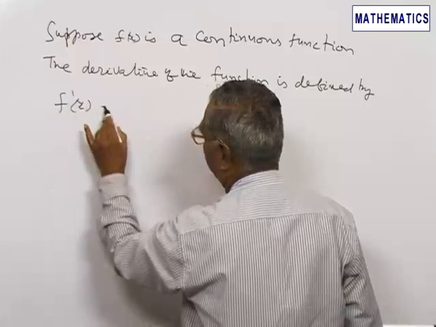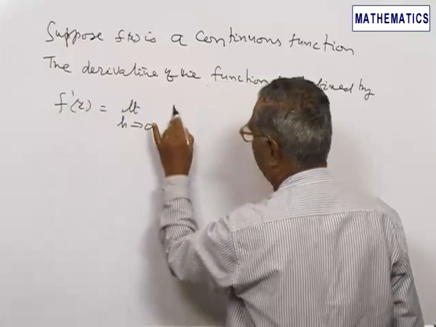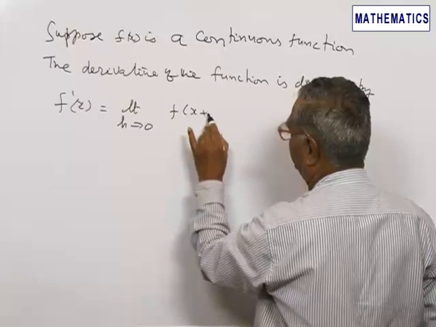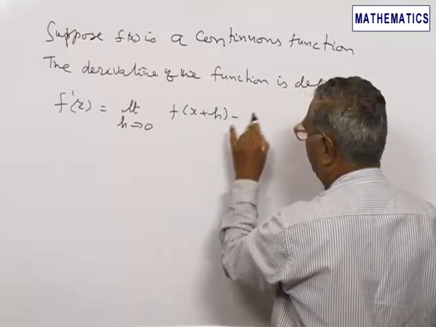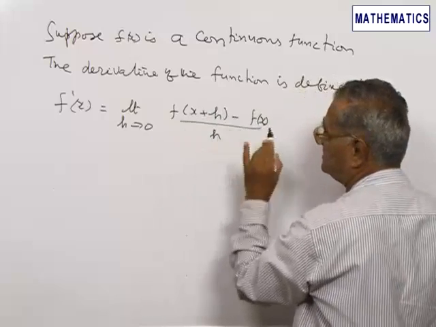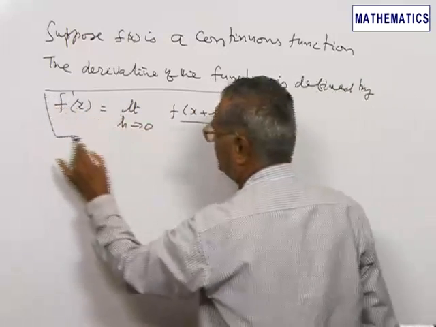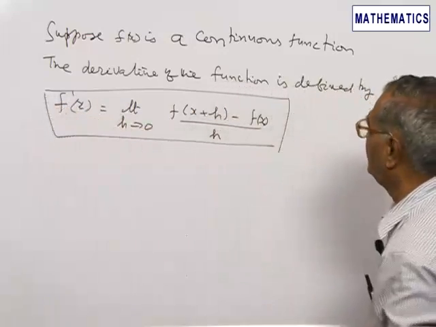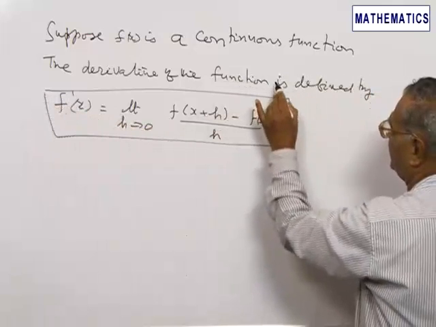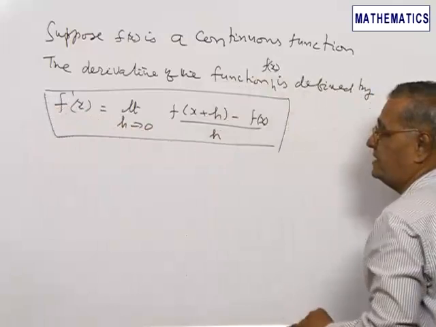So the derivative of the function is defined by f dash x equals limit h tending to 0 of f of x plus h minus f of x divided by h. This is called the derivative of the function f of x. So the derivative of the function f of x is now defined in this form.